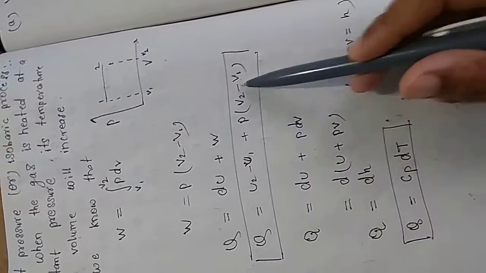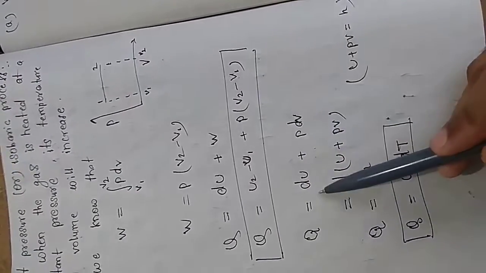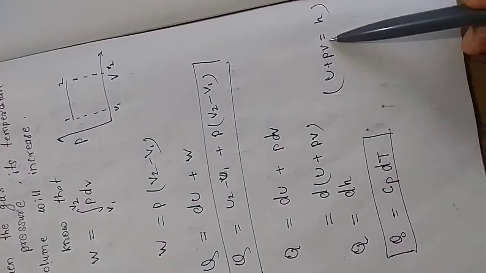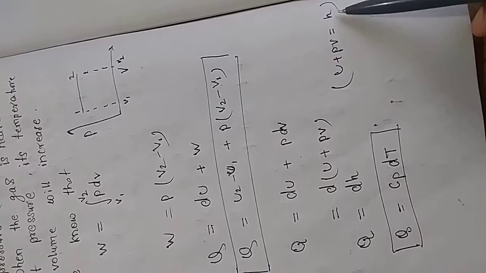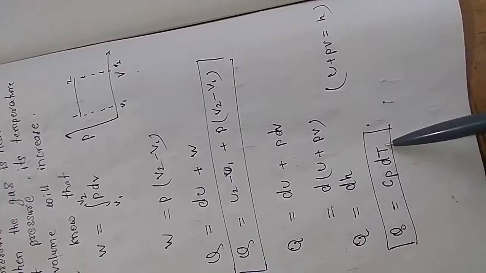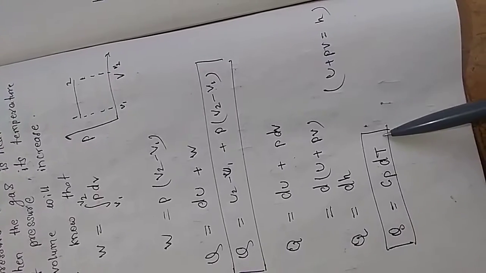Taking d outside as common, we get d of U plus PV. We know U plus PV is equal to enthalpy H, so Q is equal to dH. We know the change in enthalpy is equal to Cp dT, so Q is equal to Cp dT.